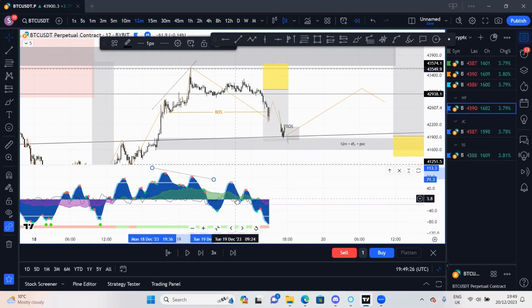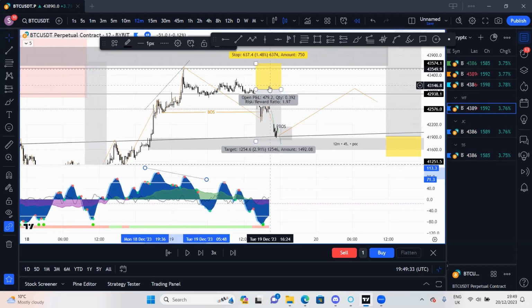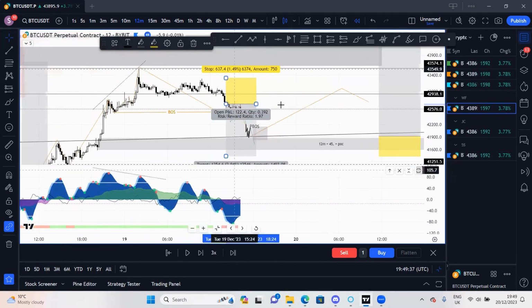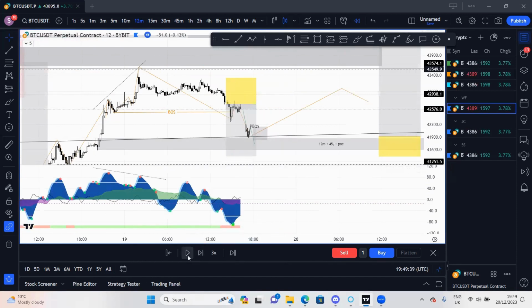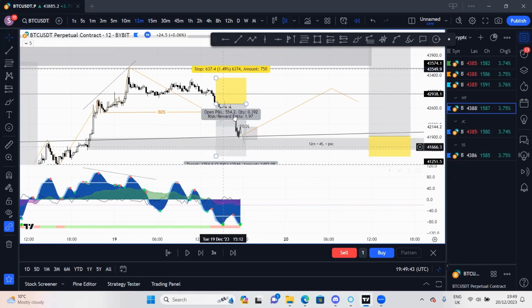What do we expect after a break in structure? After a break in structure, we expect a retracement. Let's look out for that retracement. There we have it. The retracement happens there. We can enter the trade there and drive it down. Okay, and see what's happened. And there we go. Price goes right down.